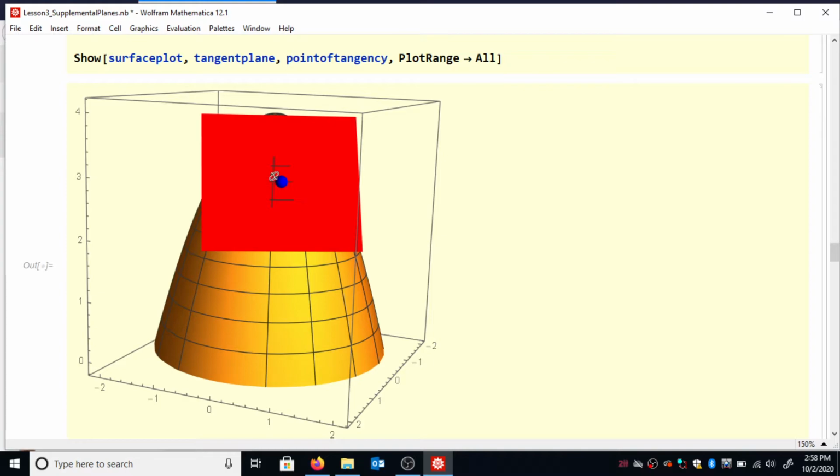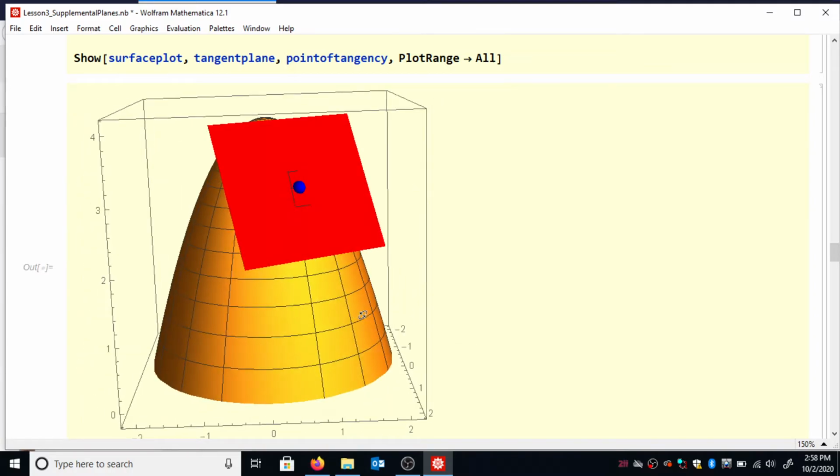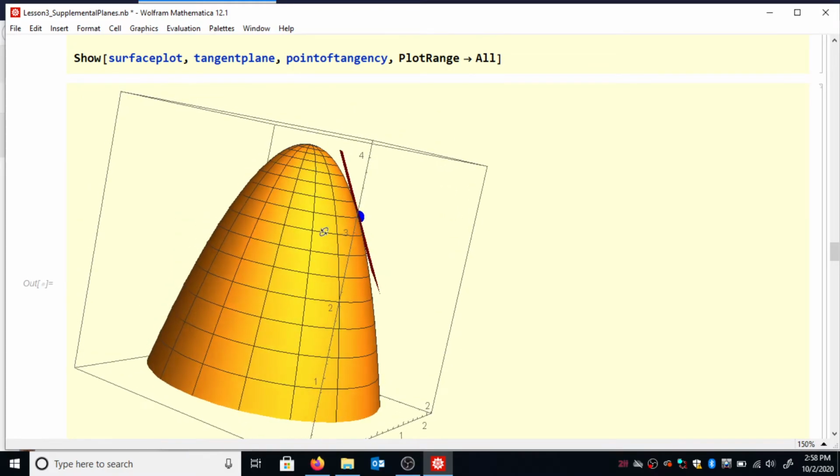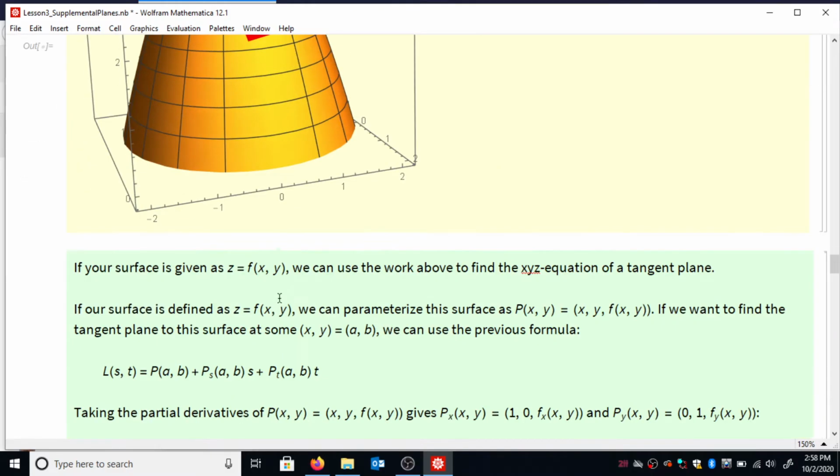How did we do it? Well, we had a starting point, and we had two direction vectors, two slope vectors, and that was enough to define our tangent plane. You can see, nice and tangent to our surface.